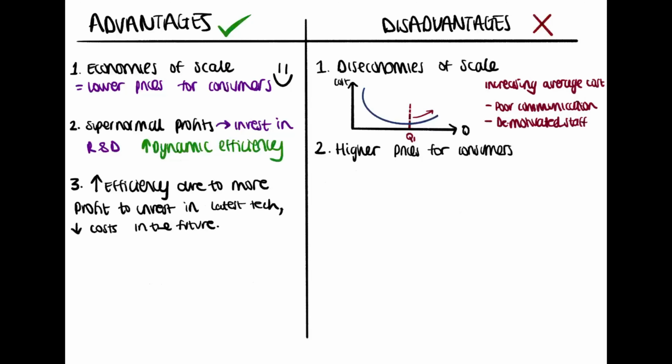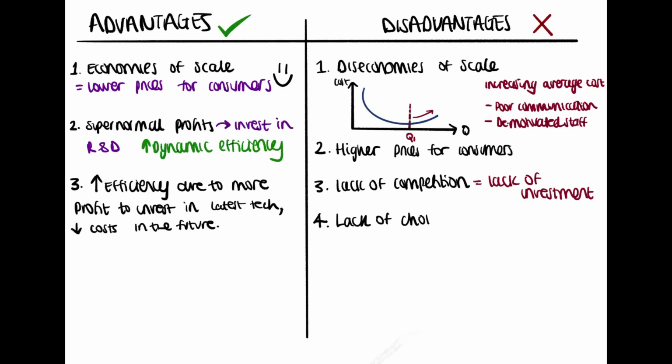The lack of competition that monopolies face is also another disadvantage. They may not have enough incentive to reinvest their profits to improve efficiency. And because there are little or no substitutes available in a monopolistic market, the lack of choice available to consumers is another disadvantage. Let's summarize.